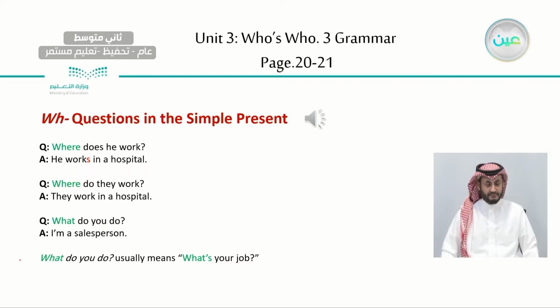Look, where does he work? He works in the hospital. Where do they work? They work in a hospital. Now, did you see why we added s to the verb and why we didn't add s to the verb? Because here we're talking about one person. He works in a hospital. But where do they work? It's more than one person. That's why we will not add s to the verb.